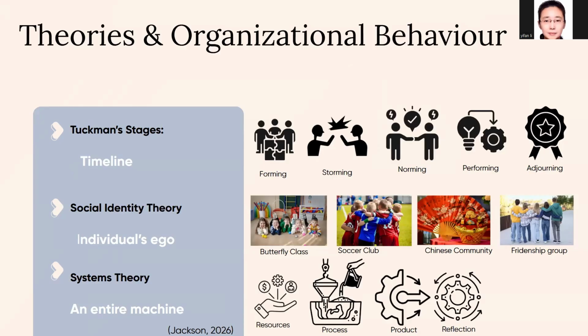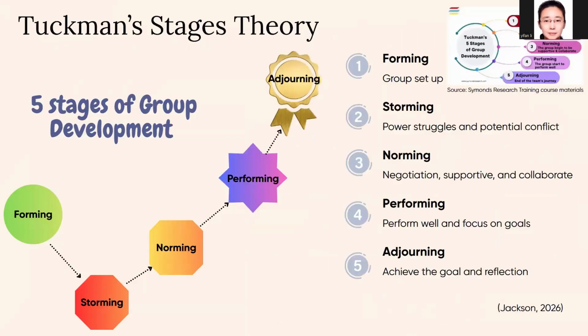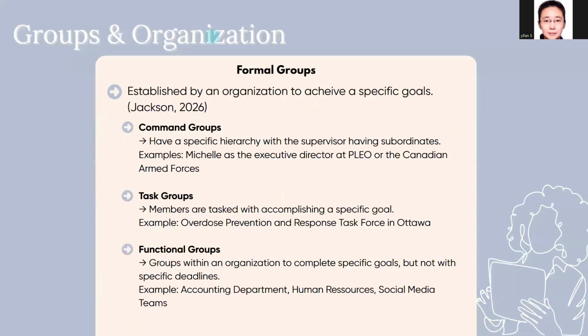It has 5 stages. Forming, everyone is polite and friendly, but a little bit guarded. Storming, conflicts and power struggles come out. Norming, the group members begin to negotiate and support each other. Performing, true cooperation, and everyone performs well and focuses on the goals. Adjourning, the task is completed. Celebration and refreshing.